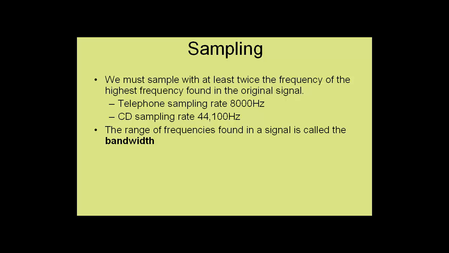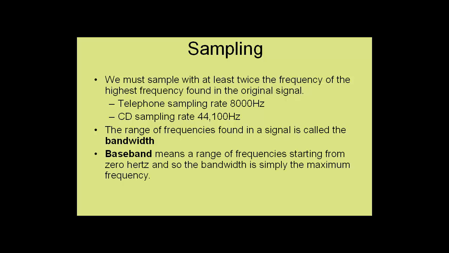The range of frequencies found in a signal is called the bandwidth. And if we're taking frequencies from 0, this is then called the baseband. And therefore, in that case, the maximum frequency and the bandwidth amount to the same thing.